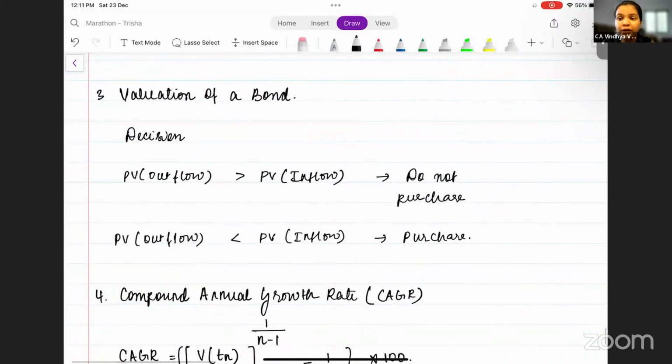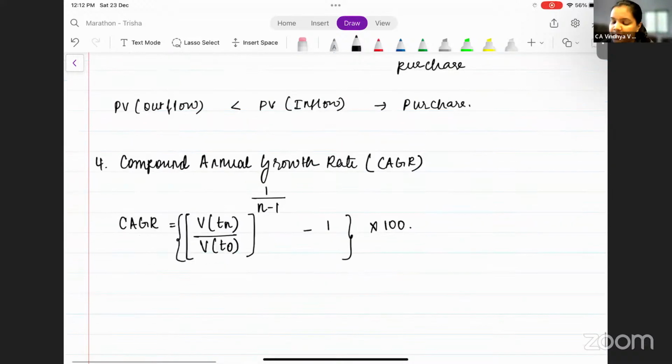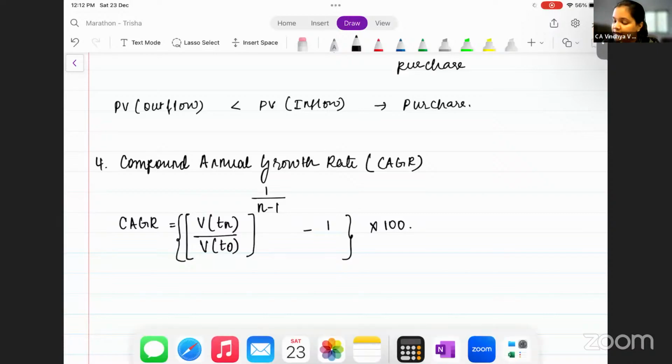Now, valuation of a bond is similar to what we have done in the previous case, NPV itself. Calculation is very similar. Just that you need to know what is the value of a bond, which I will help you understand with the help of an example. So here, valuation of a bond, again, outflow greater than inflow, do not purchase, and outflow is less than inflow, then purchase. CAGR is one formula, but I would not suggest you to use the formula. I would suggest you to use the options and solve. I'll teach you how to use the option and solve in CAGR.